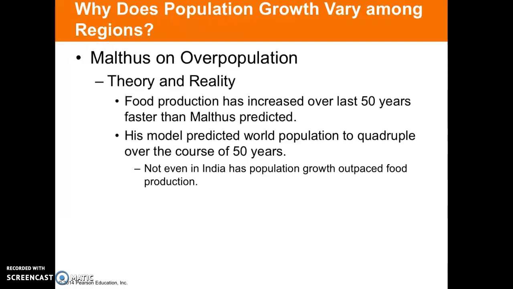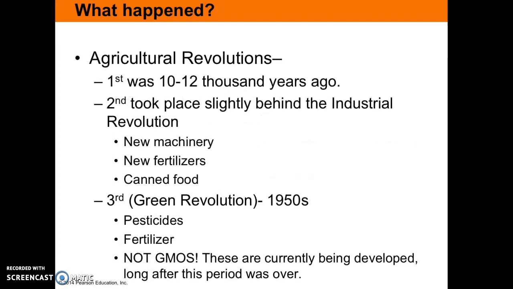He thought the world population would quadruple over the next 50 years. Our population has grown really fast, but it hasn't quadrupled. The growth rate has stabilized. And even if you look at India, which has one of the fastest population growth rates in at least the 20th century, the population growth did not outpace food production. So what happened? Well, population growth started to slow down a little bit. It started to stabilize, but also we had another agricultural revolution.